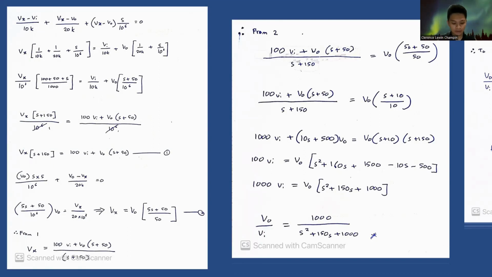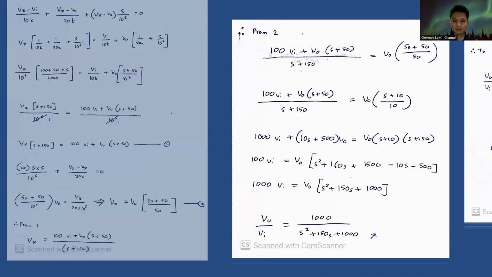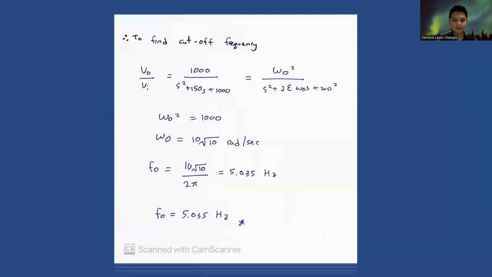Throughout that calculation, you can see that VO over VI, which is the output response, is actually 1000 divided by s squared plus 150 s plus 1000. So this is how you get the output response.